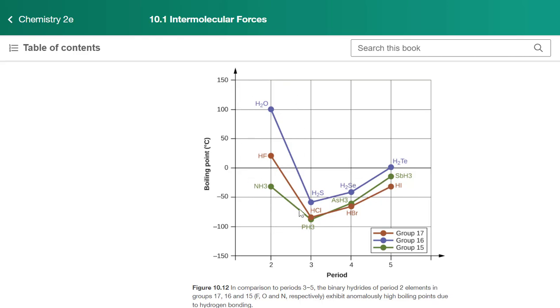So this graphic is often used to show why hydrogen bonding is so important. It's much stronger than what you have for these others, which is still a dipole-dipole attraction, but not as strong as hydrogen bonding.